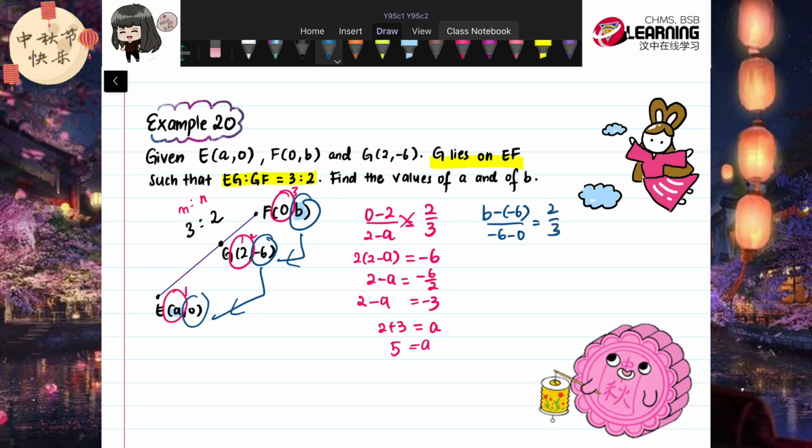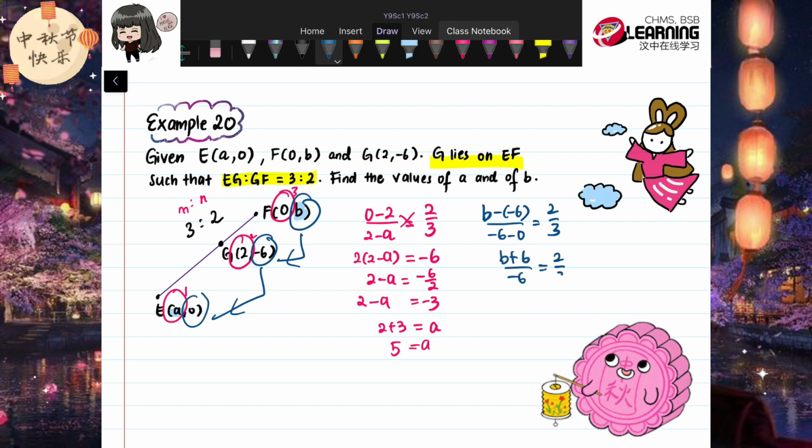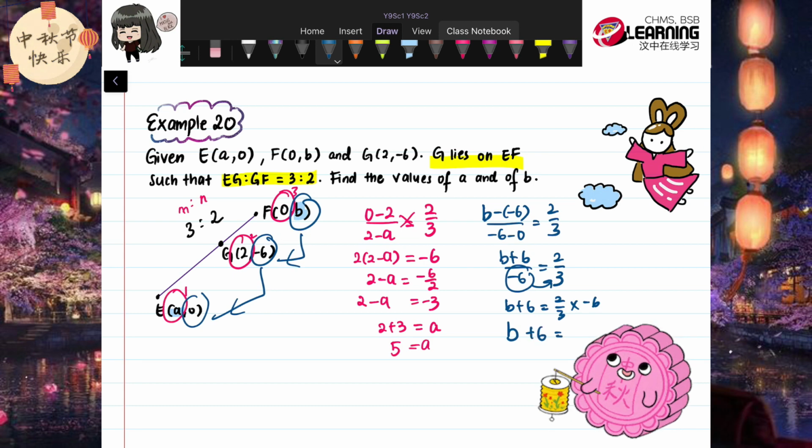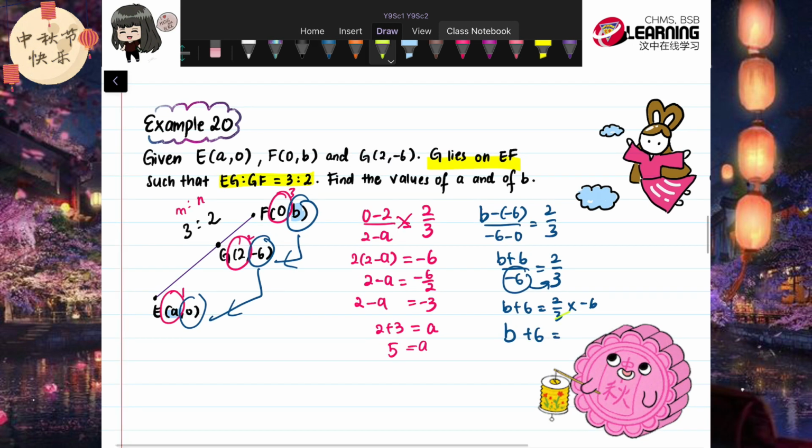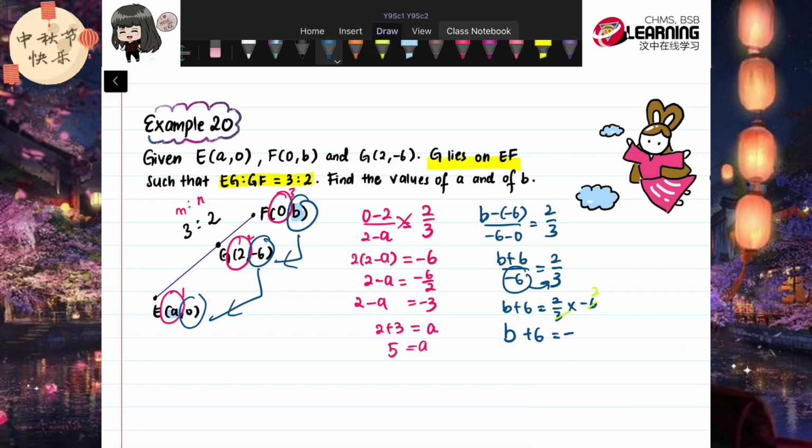Don't confuse B and your 6. Just now I already confused, so don't confuse, okay? Write down properly. So B plus 6 over negative 6 equals 2 over 3. I can cross multiply also, or I move the negative 6 to the other side, become times. So B, as I say, don't confuse the B and the 6. This one is negative 4. So B is negative 4 minus 6, which is negative 10. Okay, so this is my answer for A and for B, example 20.